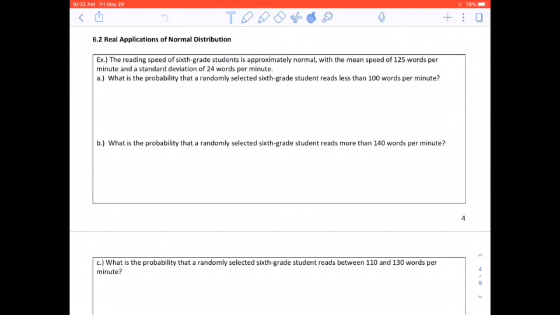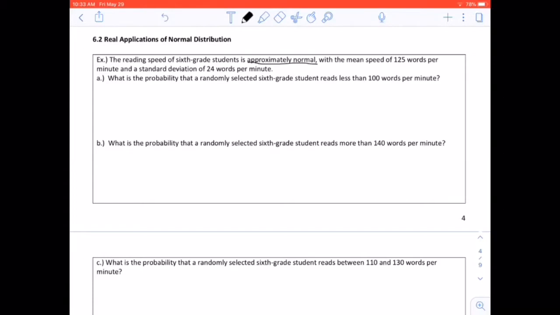We are in section 6.2, real applications of normal distributions. The first example says the reading speeds of 6th grade students is approximately normal with a mean speed of 125 words per minute and a standard deviation of 24 words per minute. So underline that it says approximately normal. That's our key there to knowing that we're dealing with a normal distribution.